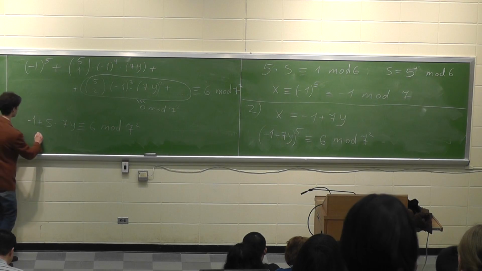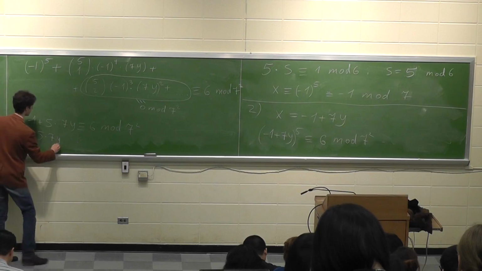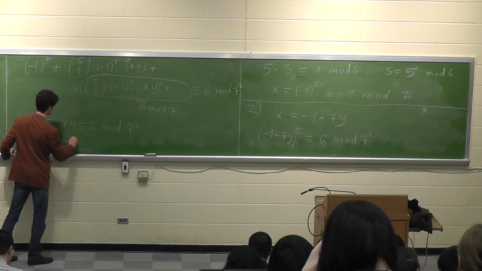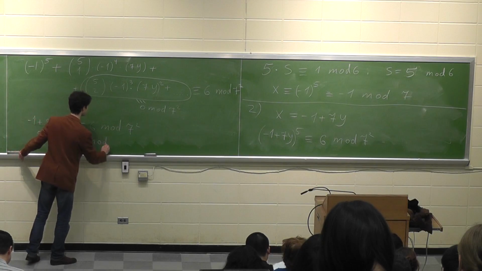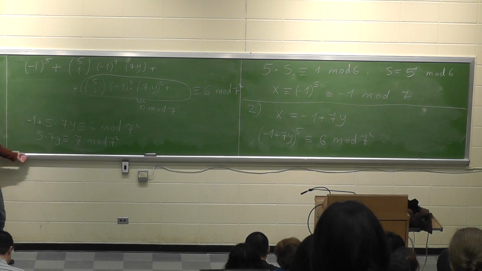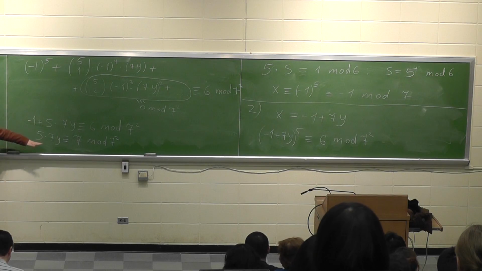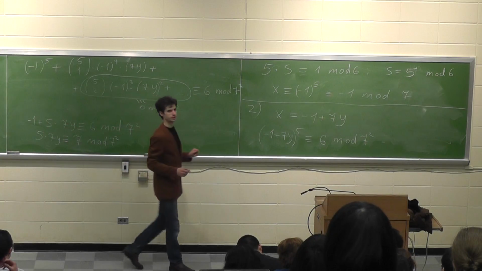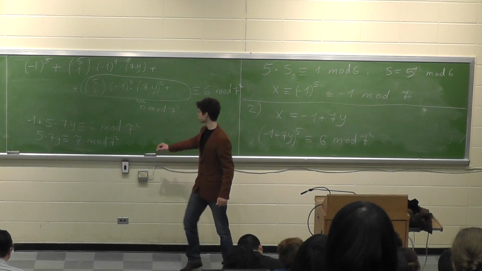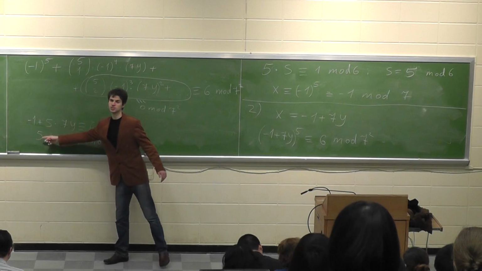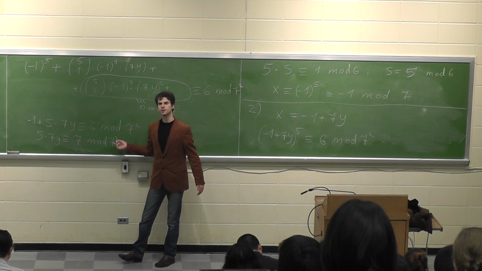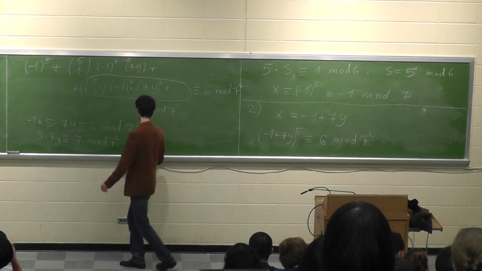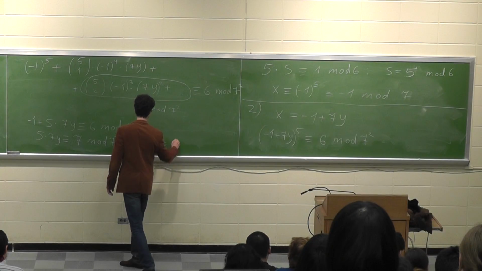Then I have 5 times 7y minus 7 is congruent to 7 modulo 7 squared. Yes, now I can rewrite this in a much simpler way. It's 5 times y is congruent to 1 modulo 7. I have a congruence modulo 7 squared. I mean, this difference is divisible by 7 squared. But this difference is 7 times 5y minus 1. So it means that 5y must be congruent to 1.